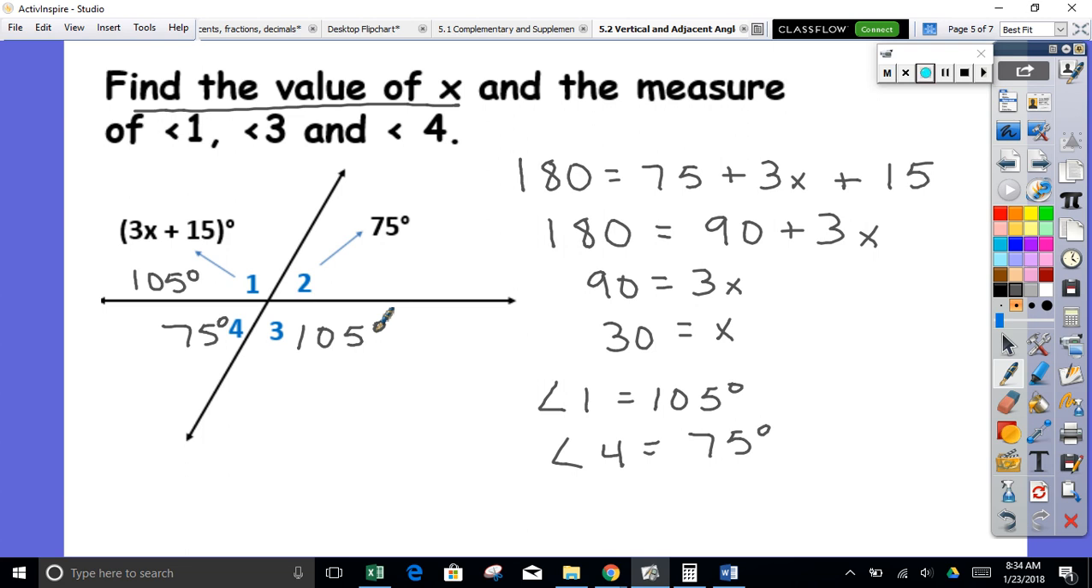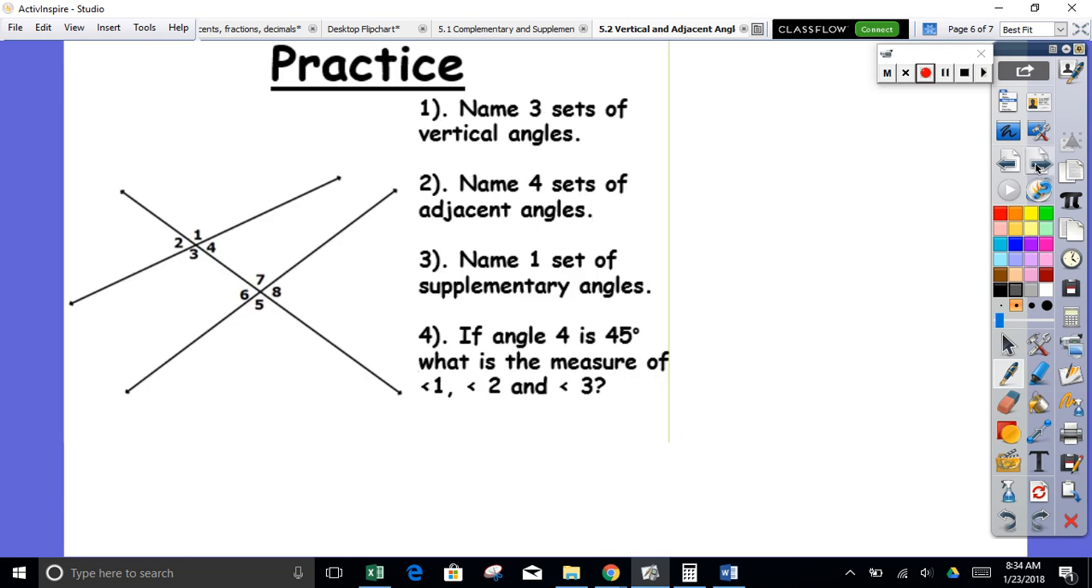All right, the next slide is a practice for you to do. So I want you to take a couple minutes and work on this, and then we will be going over it. All right. Jake, give me one pair of vertical angles from this. 5 and 7. Okay, angle 5 and angle 7. Good. Give me another pair, Devin. Angle 2 and angle 4. Good. And give me one more pair, Grace. Angle 1 and angle 3. Good.